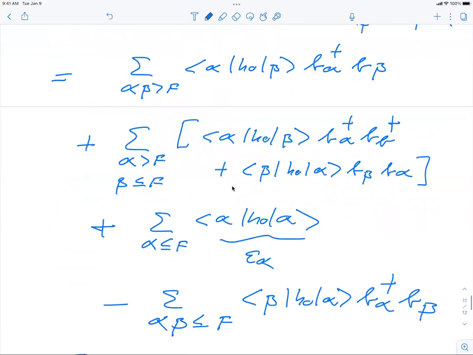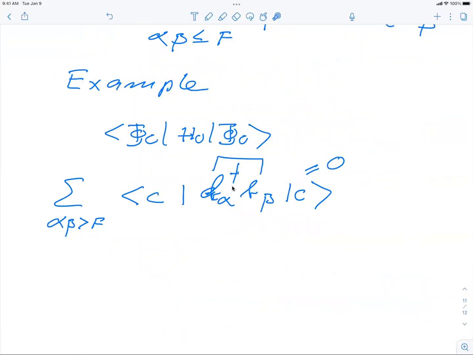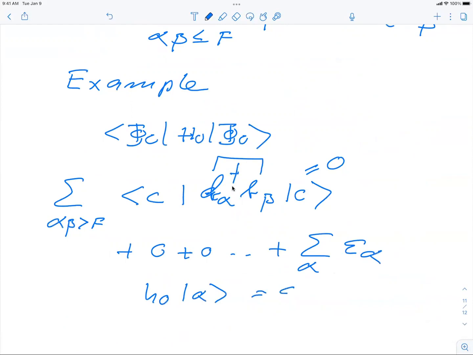And what you will see when you do the contractions here is that this one is going to be exactly equal to 0, because here we have a contraction of this type and that's defined to be 0. We have a contraction of this type, which is defined to be 0. We have a contraction of this type, which is defined to be 0. And the only term which survives is actually this one. So when I do that, I'm going to simply set up plus 0 plus 0 and plus the final term, which is just the sum over the epsilon alphas. And we have assumed now that H0 acting on alpha is equal to epsilon alpha times the state alpha. So this is what we had before. And that's the only term which survives here.